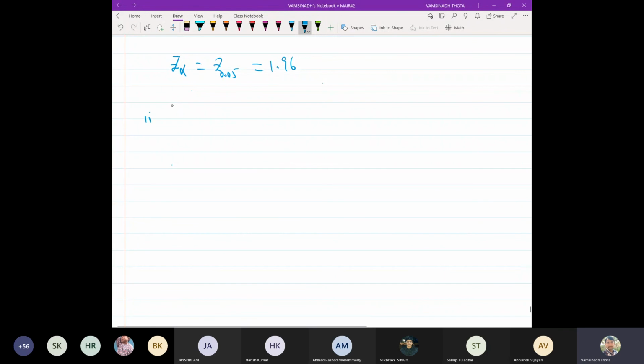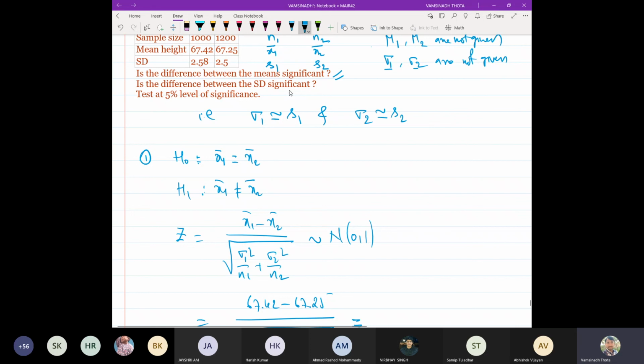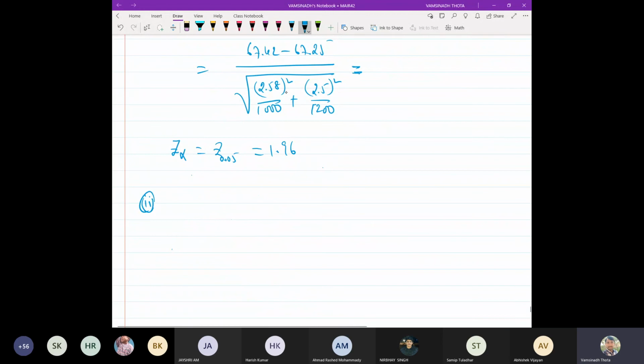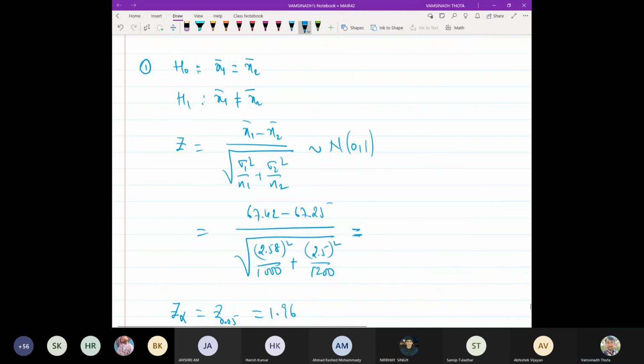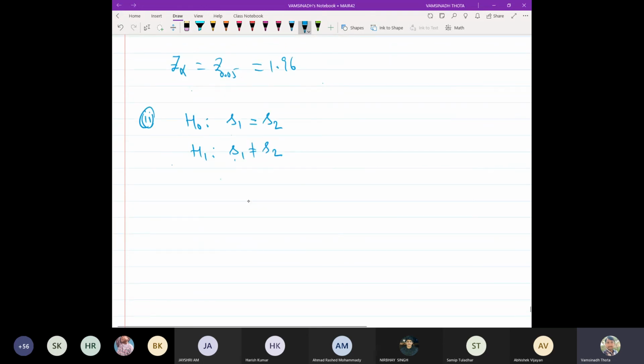Okay, so the second one is whether the difference between the standard deviations is significant or not. So far we have not done the difference between the standard deviations. So what is H0? H0 says S1 is equal to S2, and H1 says S1 is not equal to S2. That is, H0 assumes there is no significant difference between the sample standard deviations. H1 assumes yes, there is a significant difference between the sample standard deviations.